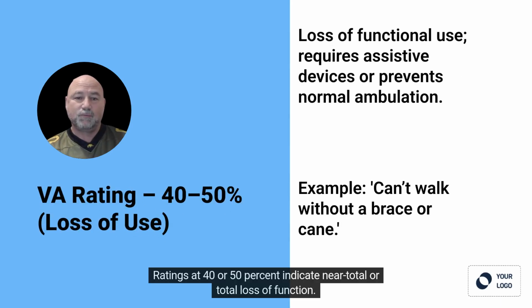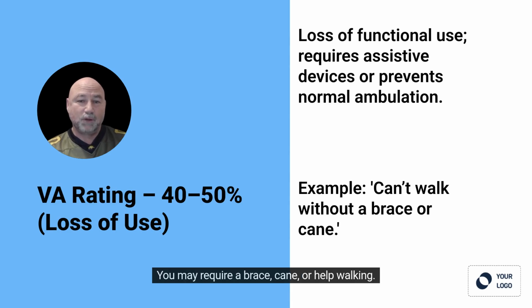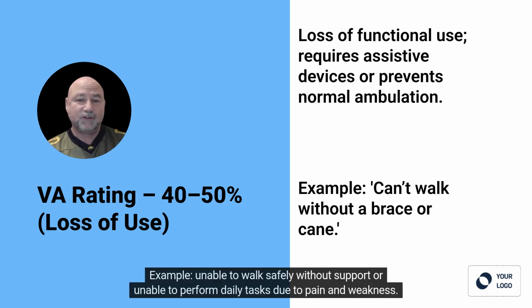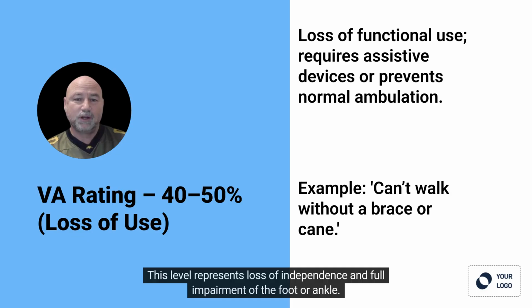Ratings at 40 or 50% indicate near total or total loss of function. You may require a brace, cane, or help walking. Example, unable to walk safely without support or unable to perform daily tasks due to pain and weakness. This level represents loss of independence and full impairment of the foot or ankle.